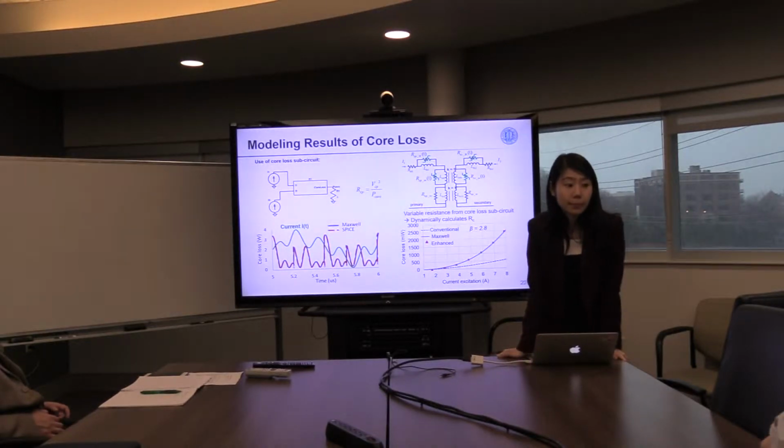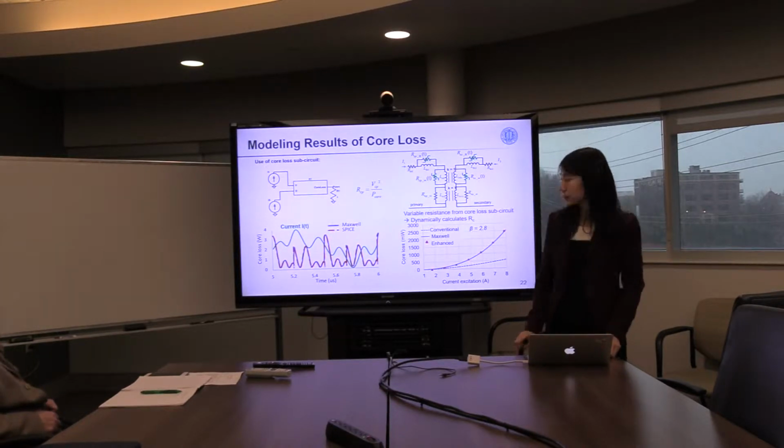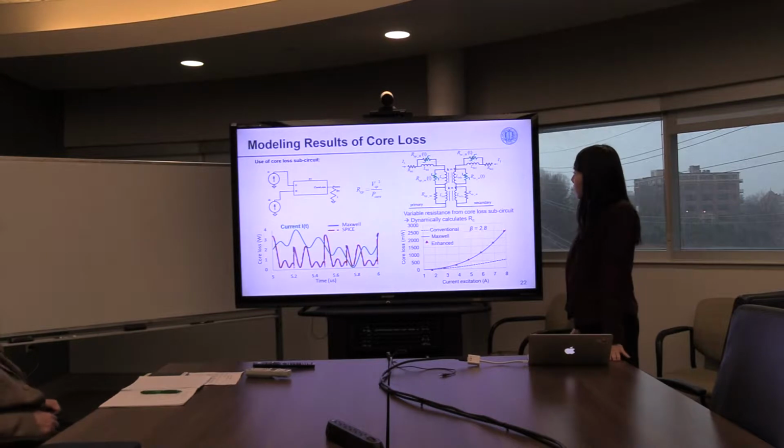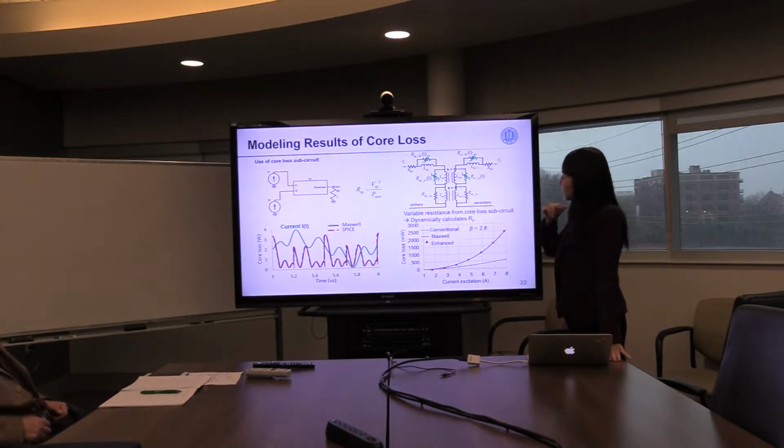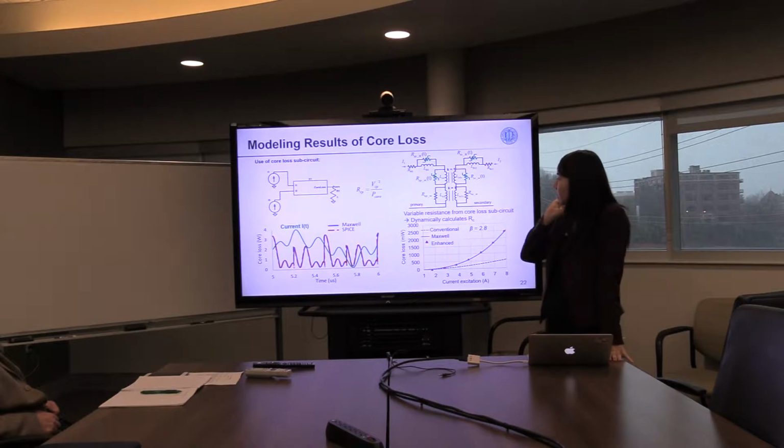One question I have is, what is the basic assumption here? Like when you use Maxwell, I guess you assume that is accurate. Yes. So for Maxwell, how do you actually model core loss there for arbitrary current waveforms?